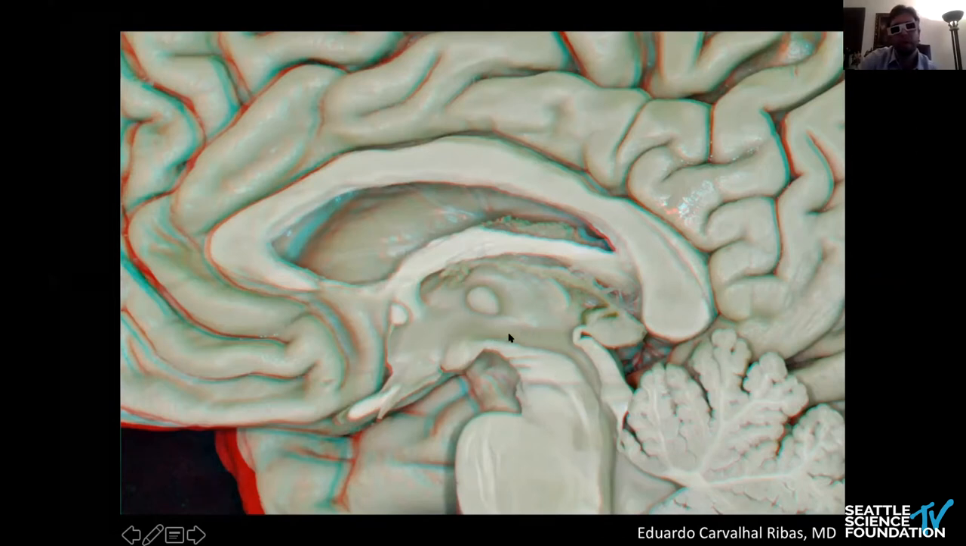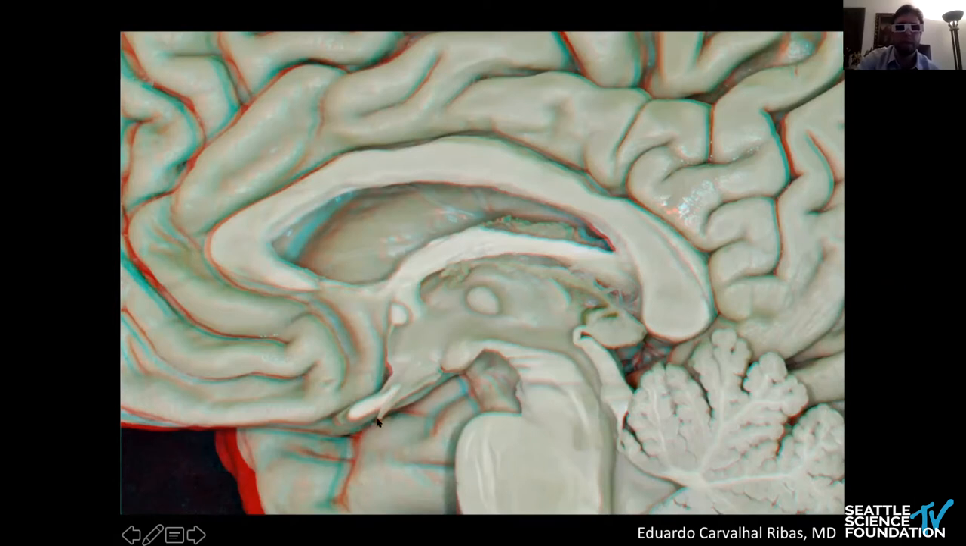So we have the uppermost part of the mesencephalon, then anteriorly we have the mammillary body and the tuber cinereum, the infundibulum, continuing with the hypophyseal stalk, the pituitary stalk, and then we have here the chiasm, the optic chiasm. From the optic chiasm to the anterior commissure, we have a membrane here, the lamina terminalis.